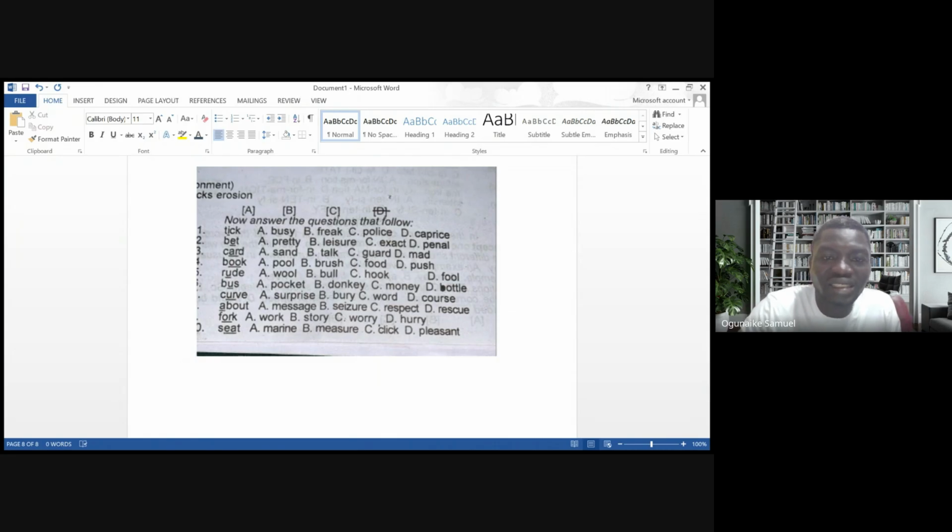card, sand, talk, guard, mad. Those sound like just check. Some will be long, some short: rude, wool, bull, hook, food, to relax. Some of them will be long, others will be short. Boss, pocket, donkey, money, relax. You're going to find out.